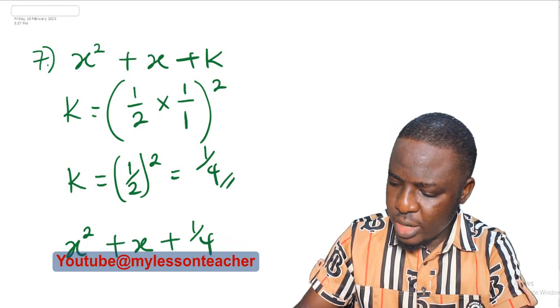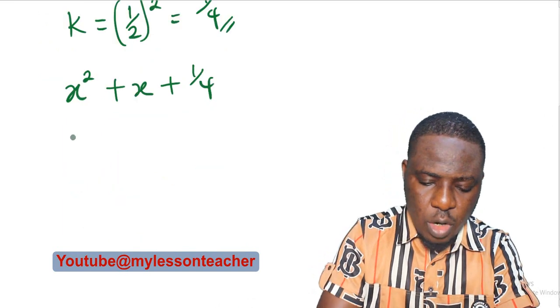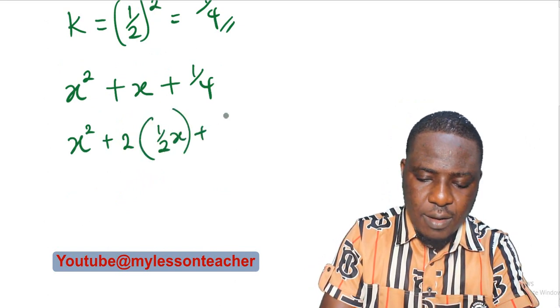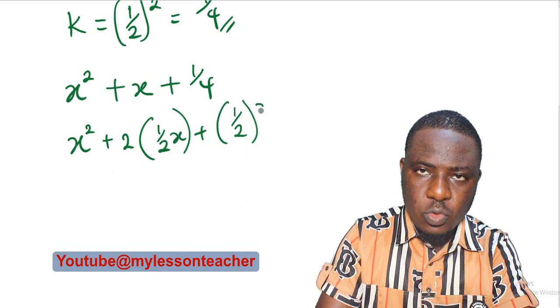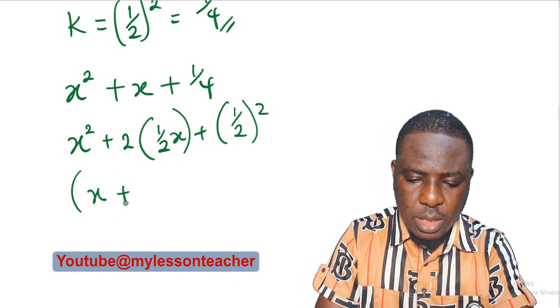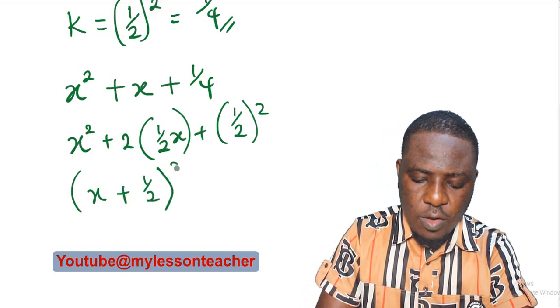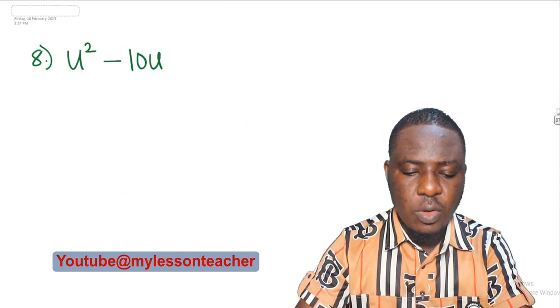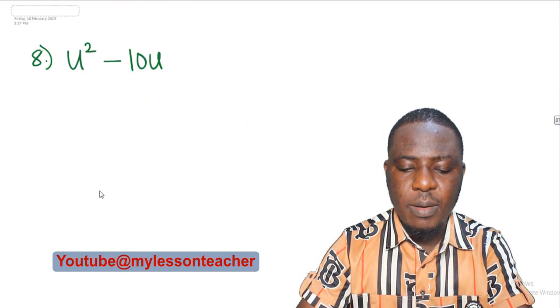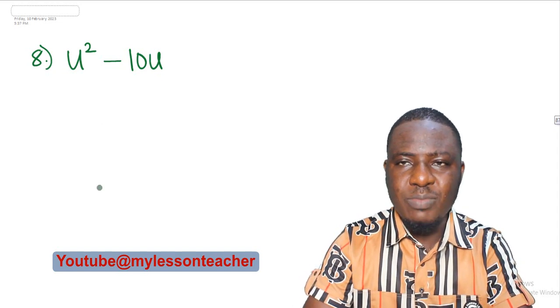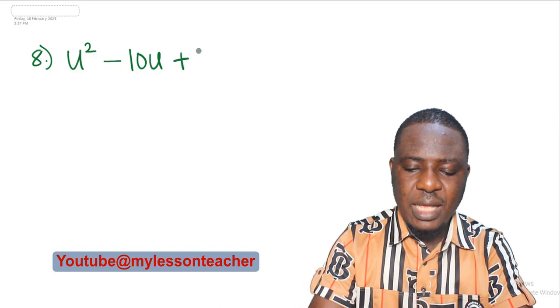So let's factorize it. This becomes x squared plus 2 into half x plus 1 over 2 squared. This now becomes x plus half all squared. Question 8. u squared minus 10u. What is that term that when added to this makes it a perfect square?